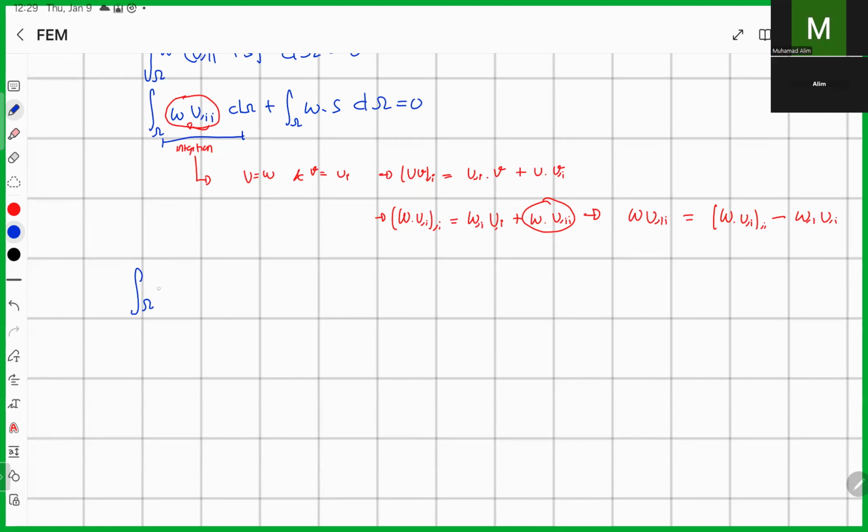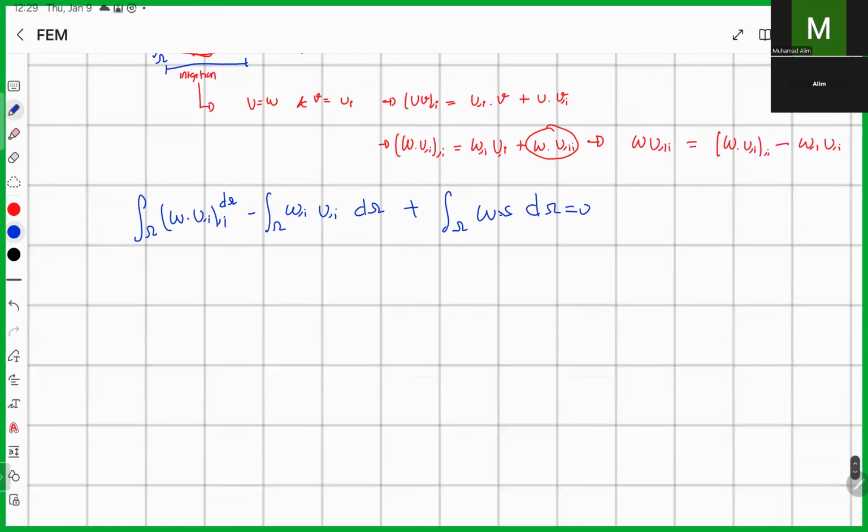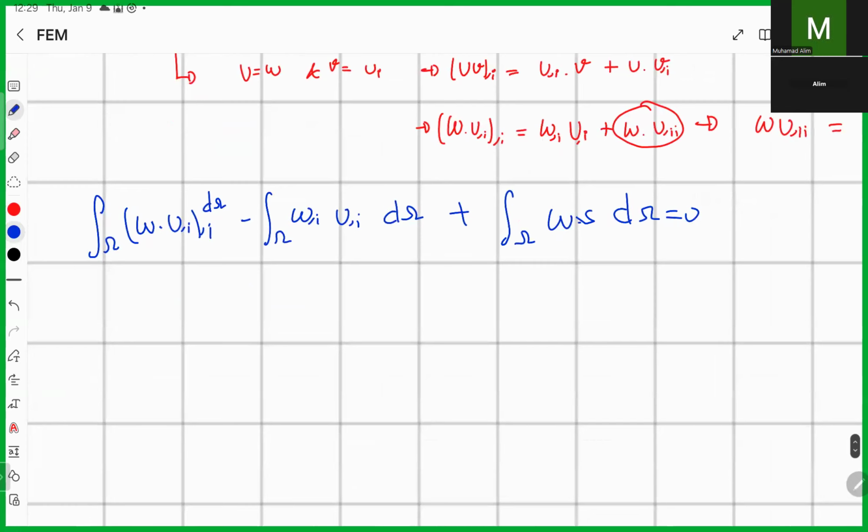is equals to W_i here, and then this is i, and then this is, you're going to have this multiplied with W_i and then U_i here. Okay, I forgot to put this. I always forget. And then here you have this W S and D here equals 0. So this is what you have after you perform the integration by parts.